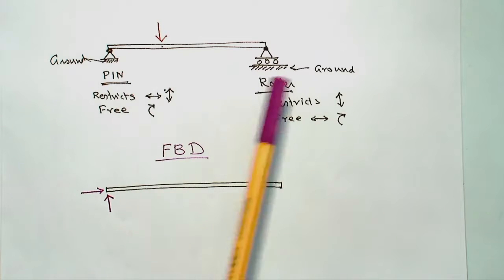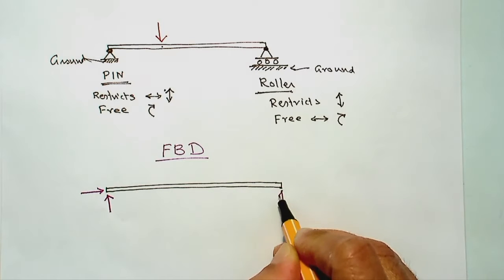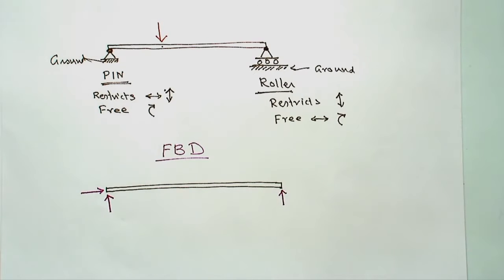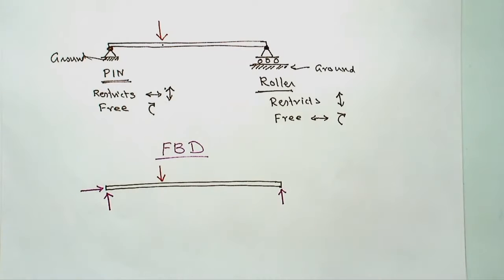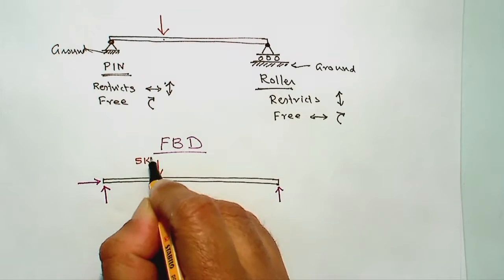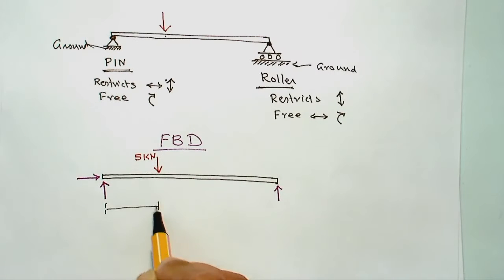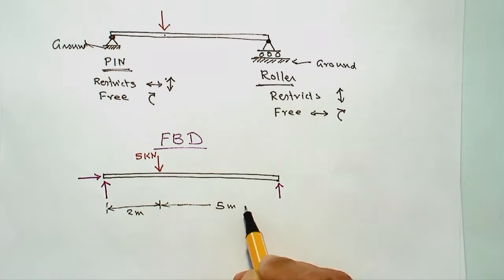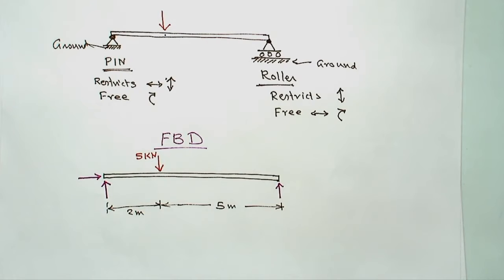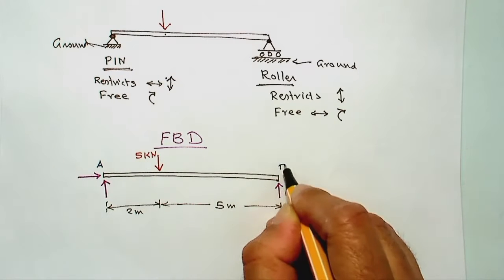Go to the right hand support, a roller. It restricts only vertical movement. So there is a possibility of a vertical reaction force. And then you apply the load onto these points. Okay? And this load is given as 5 kilonewton. So this is your free body diagram. And the distances are given. So this is 2 meter and this is 5 meter. Now let's give some names to these points. Let's say this is point A and this is point B, for example.